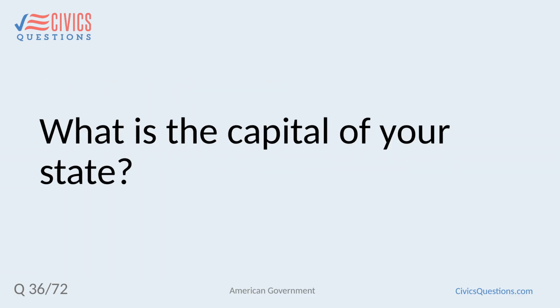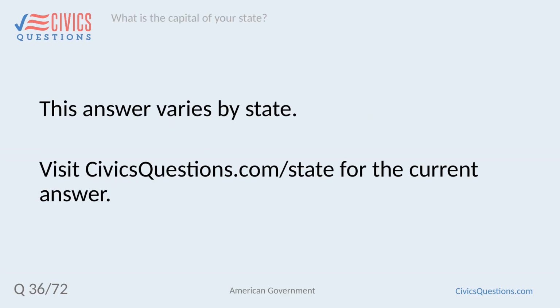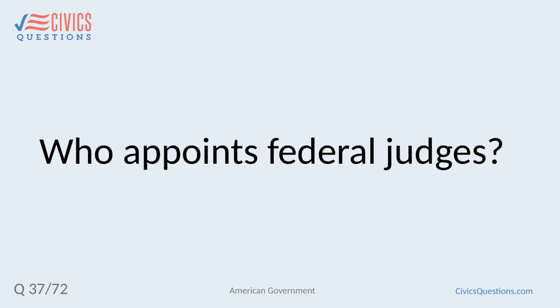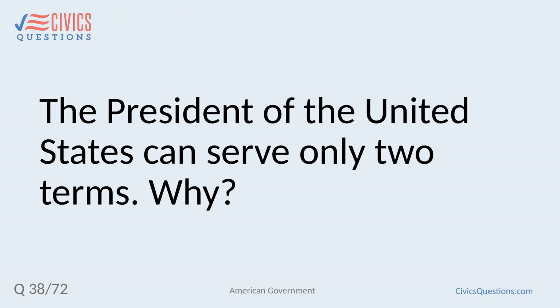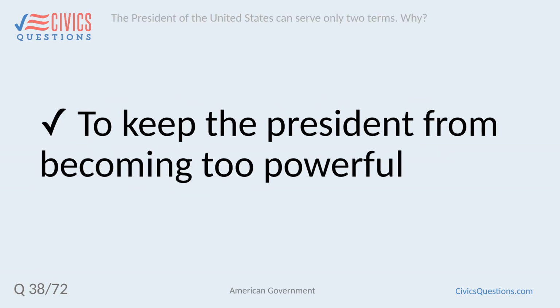Self-government. What is the capital of your state? This answer varies by state. Visit civicsquestions.com/state to find the correct answer for your location. Who appoints federal judges? The President of the United States. The President of the United States can serve only 2 terms. Why? To keep the president from becoming too powerful.